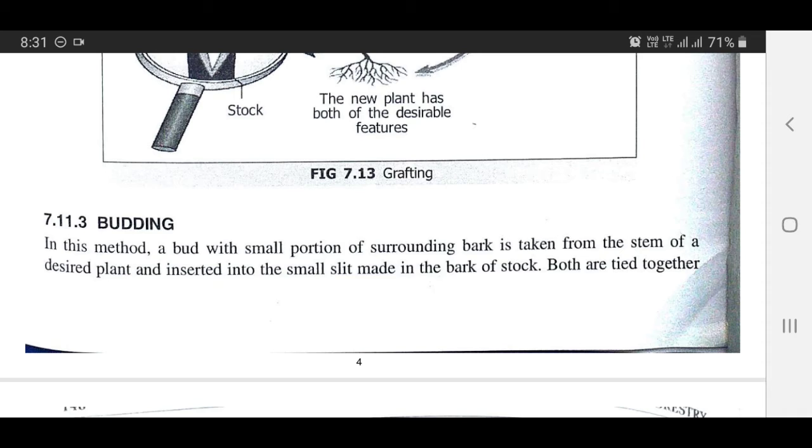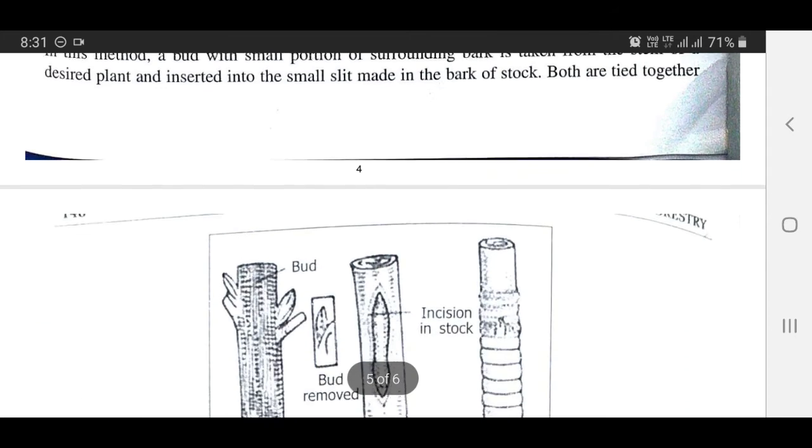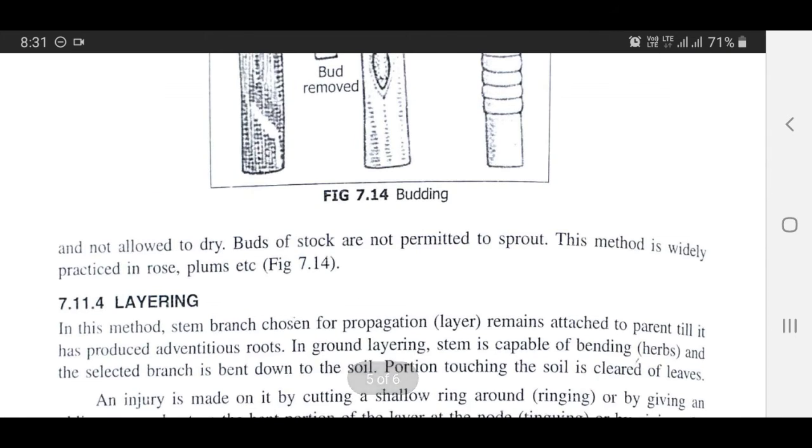Budding, in this method, a bud with a small portion of surrounding bark is taken from the stem of a desired plant and inserted into a small slit made in the bark of the stock. Both are tied together and not allowed to dry. Buds of the stock are not permitted to sprout. This method is widely practiced in rose, plums, etc. Development of shoots on the rootstock should not be encouraged, and when they develop they should be removed.